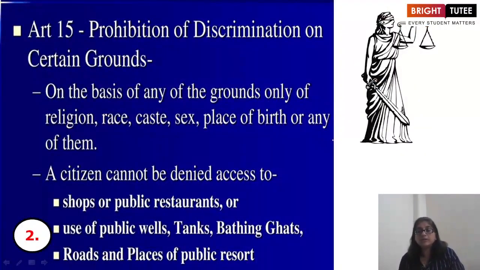Prohibition of discrimination on certain grounds, like on the basis of religion, race, caste, sex, place of birth, or any of them. A citizen cannot be denied access to shops or public restaurants or use of public wells, tanks, bathing ghats, roads, and places of public resort, because it is the establishment of social equality, and the Indian Constitution establishes social equality and economic equality. Two exceptions have been made in this provision. First, the state has the right to make special provisions for women and children, and second, there can be no limitation on the state when it provides special arrangements for the upliftment of backward classes and scheduled castes and scheduled tribes.